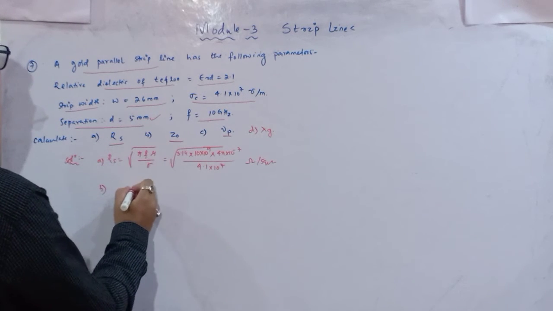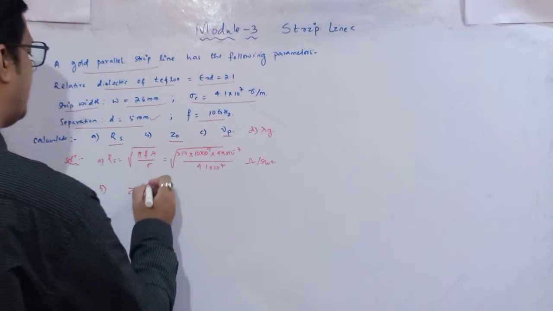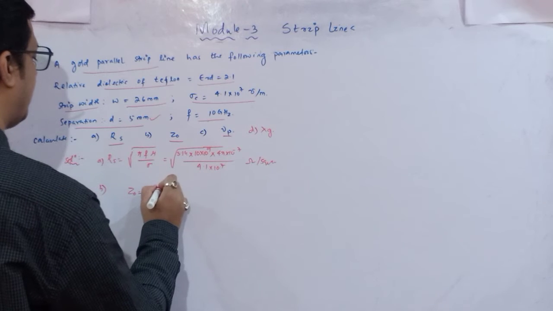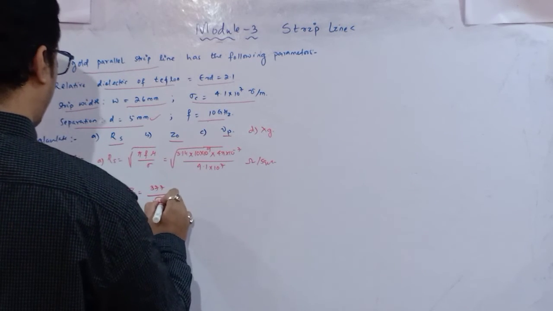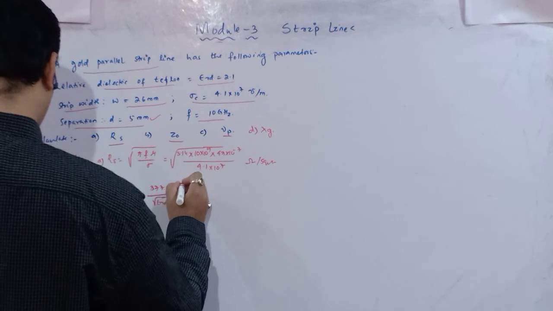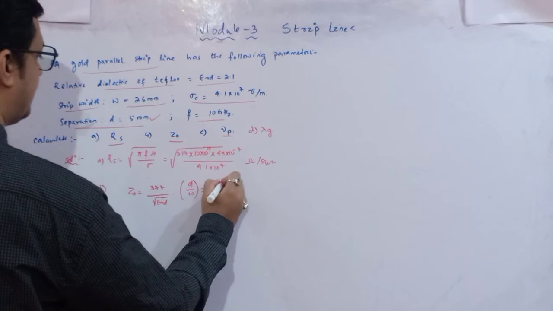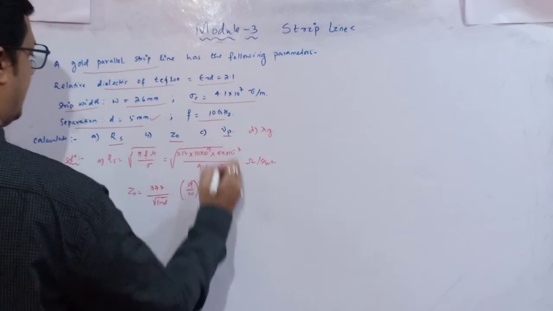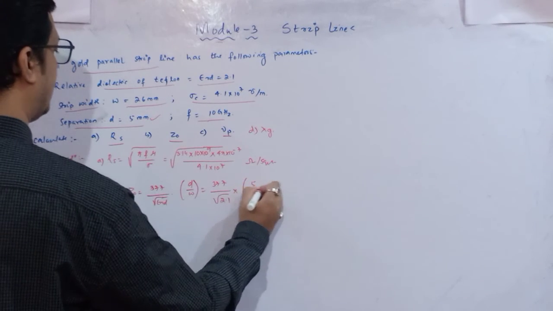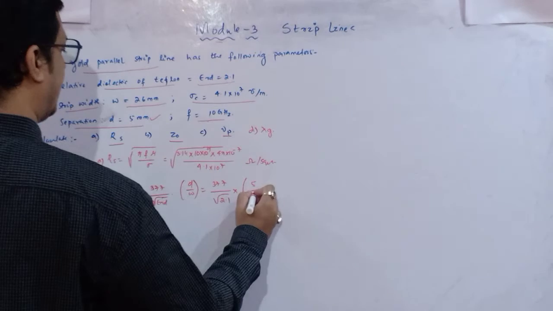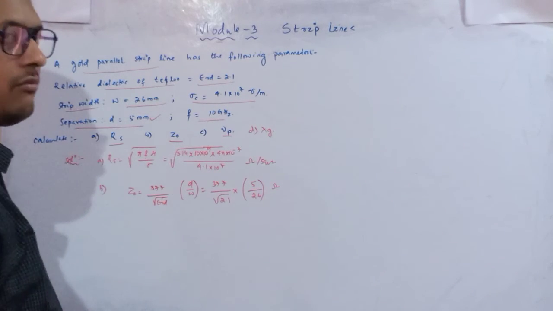Second, what is the characteristic impedance? For the parallel line, we will substitute directly: 377 divided by root over epsilon Rd, whole into d by w. So 377 divided by root of epsilon Rd, which is 2.1, d is 5 millimeter, and w is 26 millimeter. Solve this, you will get your answer in terms of ohm.